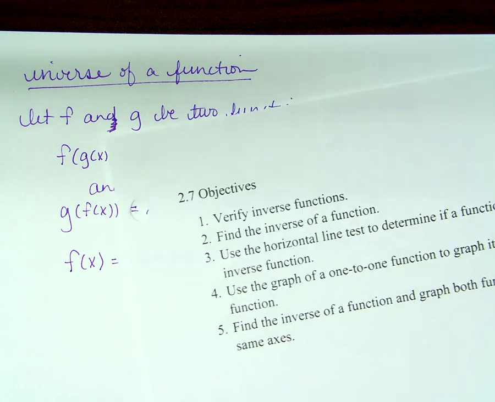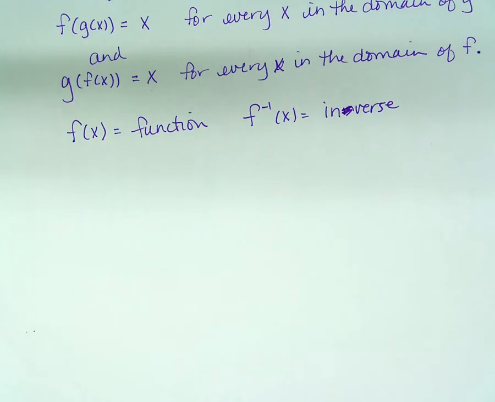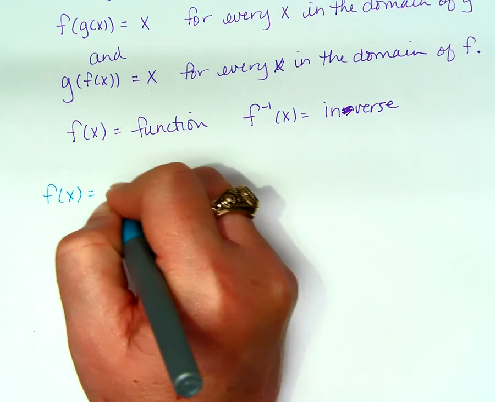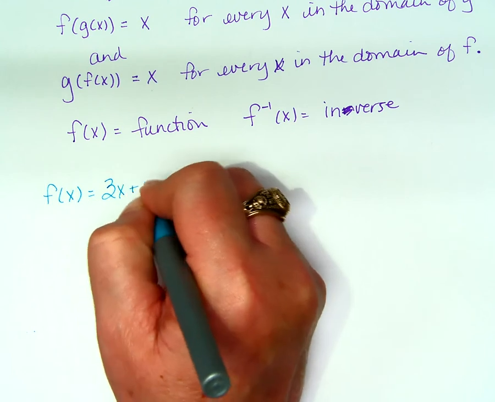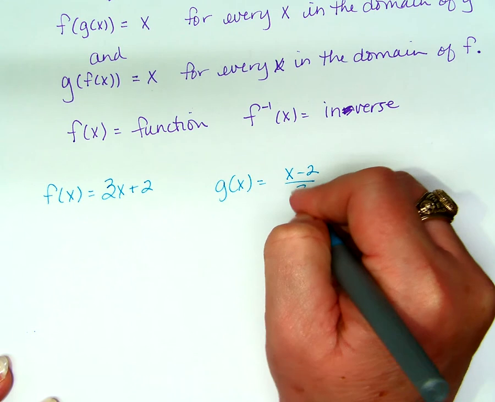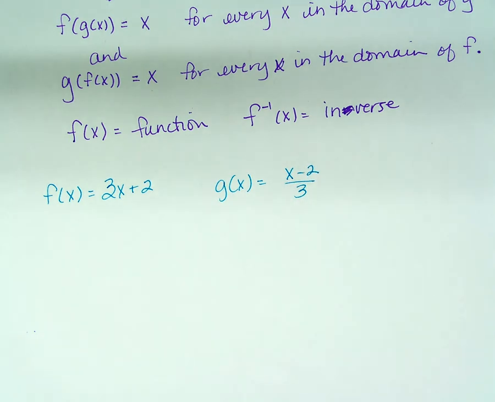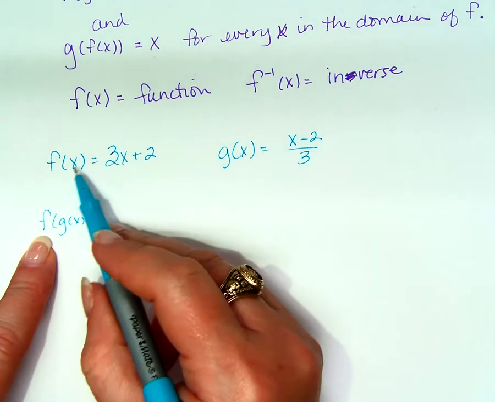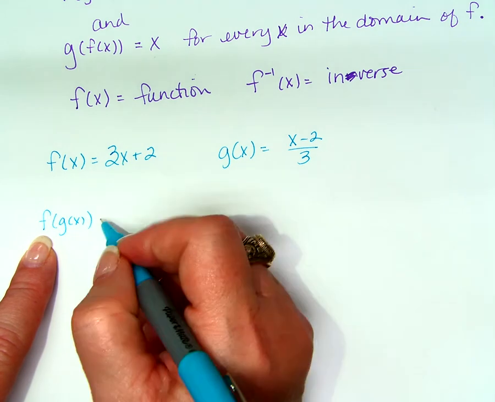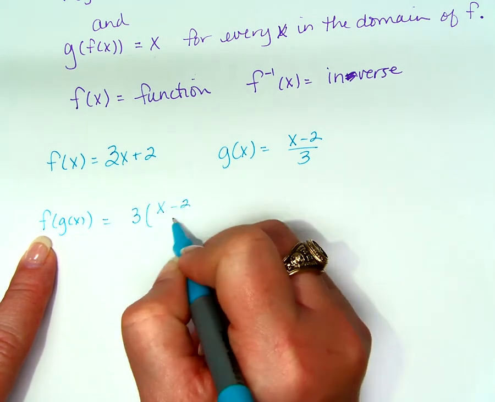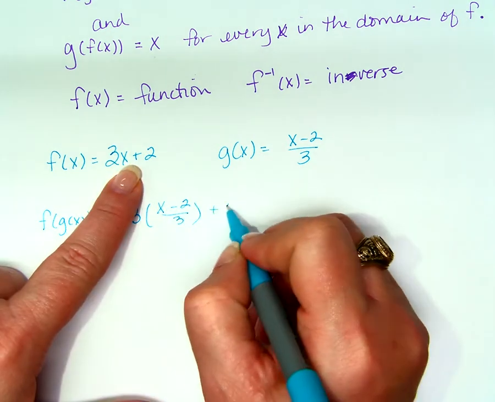So our first objective says to verify inverse functions. If I give you two functions, for instance, f of x equals 3x plus 2, and g of x equals (x minus 2) over 3, I've got to do f of g and g of f to verify that they're inverse functions. When I do f of g, f of g of x, I start writing f, and anytime I get to an x, I write g of x. So I write 3 times g of x, which is (x minus 2) over 3, and then plus 2.